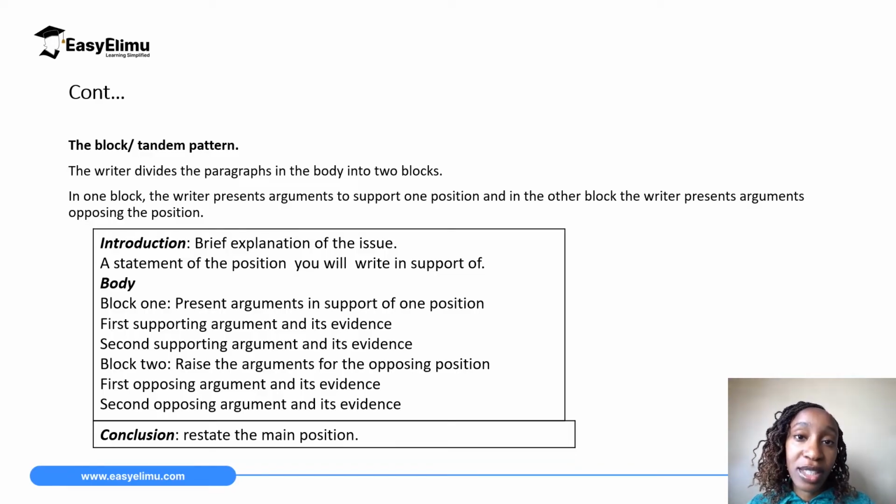And then once you're done, you will now conclude. Your last part of this essay will be the conclusion. In the conclusion, you will restate your position. You summarize everything that you have said and then restate your position. But be very careful not to bring a new idea or a new item in the conclusion, because the conclusion is for wrapping up the essay.